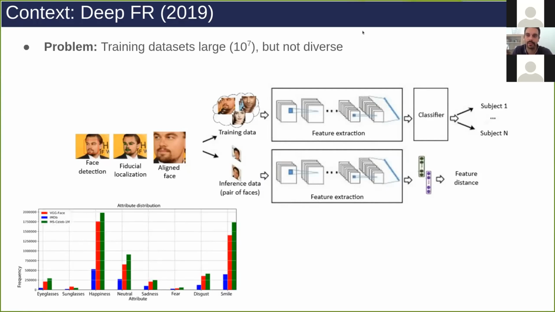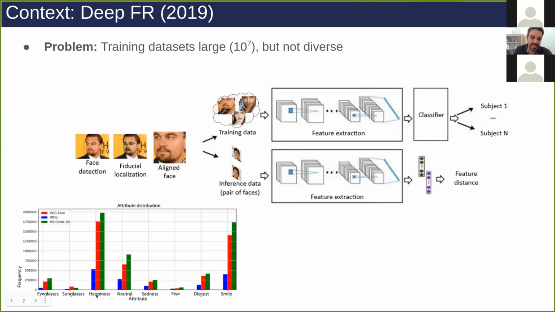Everything is beautiful, but we have a problem. Although the training datasets are very large, in the order of tens of millions of images, they are not diverse enough. So the diversity is a problem in face recognition. We usually tend to use images of celebrities because they are everywhere. We have a lot of imagery there. But the problem with celebrities is that mainly they are looking happy or neutral. We don't have many faces with variety of attributes like glasses, like different expressions that are not happiness. Most of the celebrities are always looking happy in the magazines, or neutral.